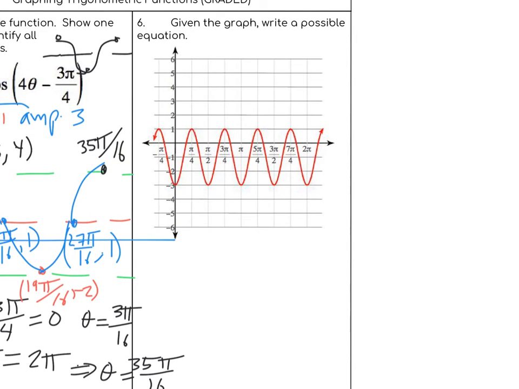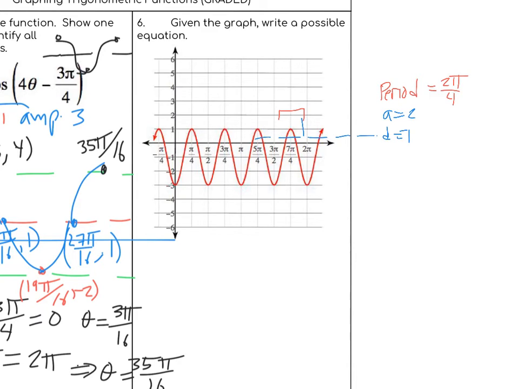Looking at our next one, we've got to write a possible equation. I'm going to go for all these different pieces. So we've got a midline. It's a negative 1. We've got an amplitude of 2. And to find the period, I'm going to count the distance from peak to peak. And that's going to be 3 pi over 4 minus pi over 4, which is 2 pi over 4. So period is going to be 2 pi over 4.